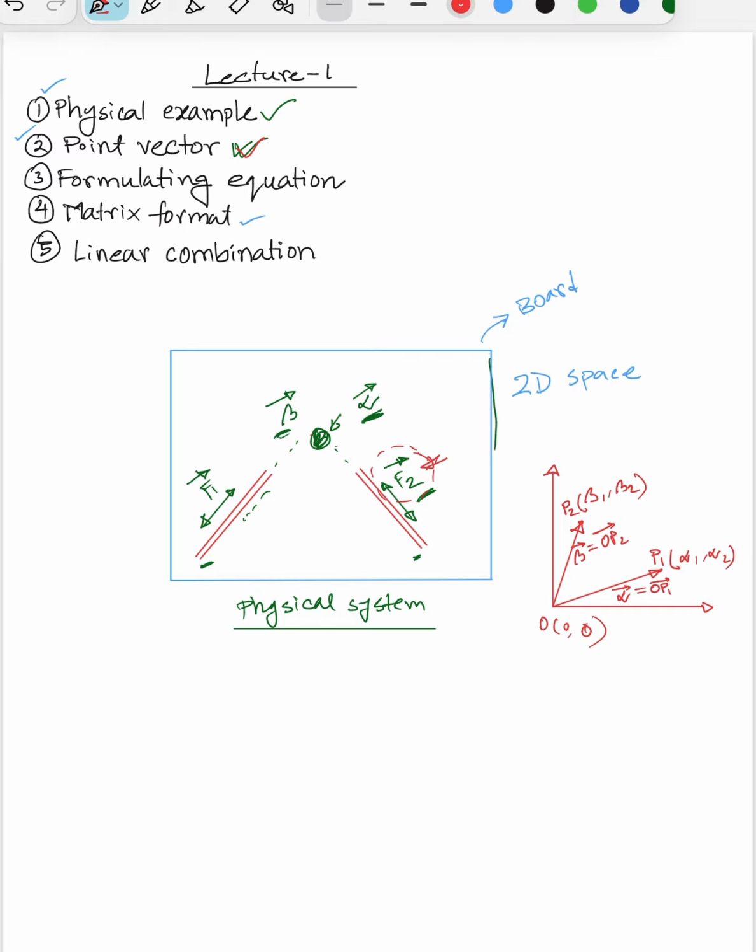Now, say we want this ball to reach a certain position, somewhere here, for example, which we define as B. So B is B1, B2. So this is the final position after both the forces act on this ball.